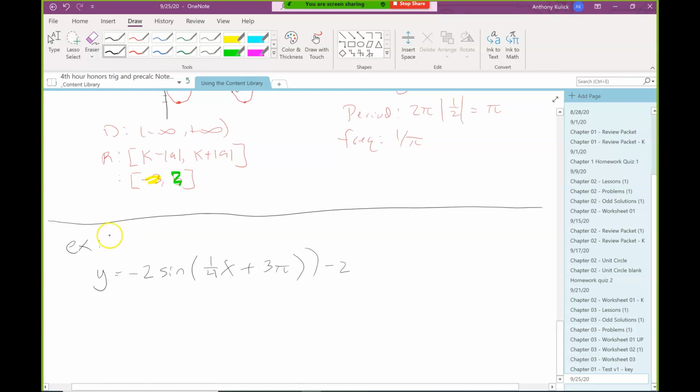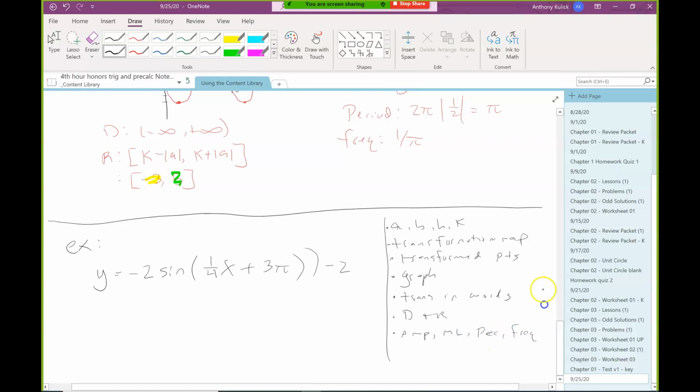What do we need? I want you to write down A, B, H, and K, the transformation map, the transformed points, the graph, describe that transformation in words, and then domain and range, amplitude, midline, period, and frequency.